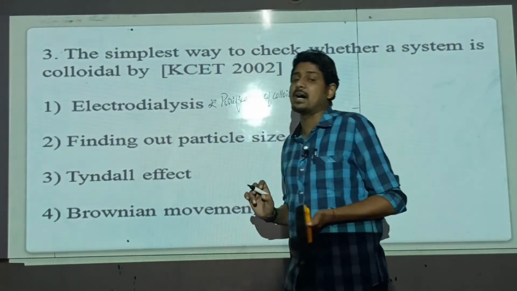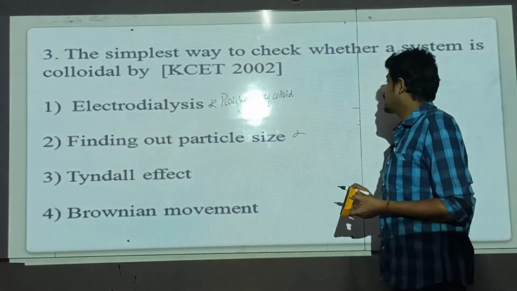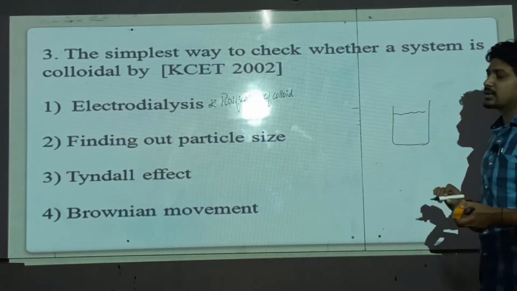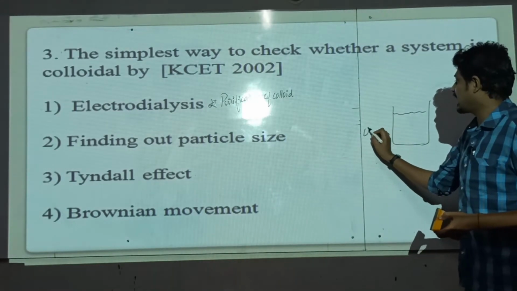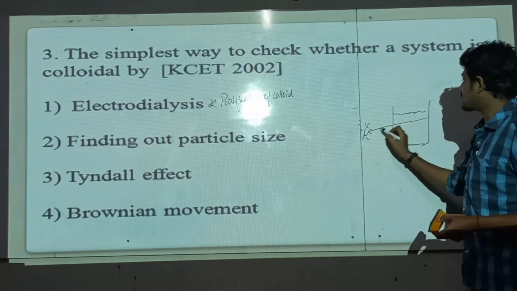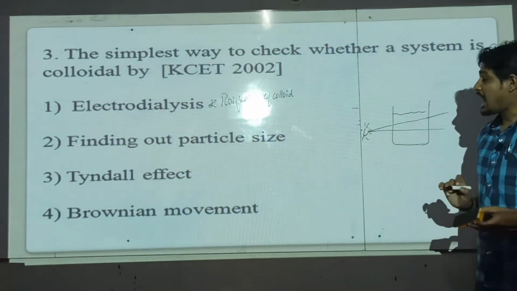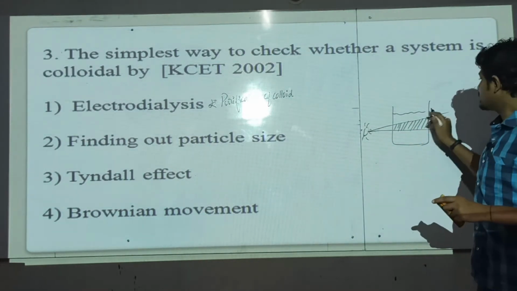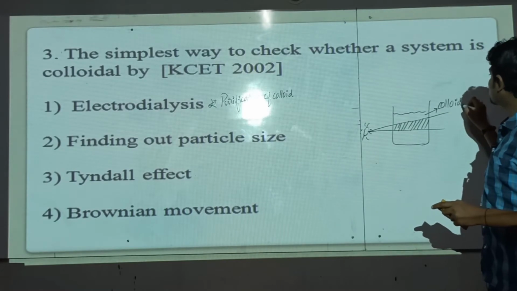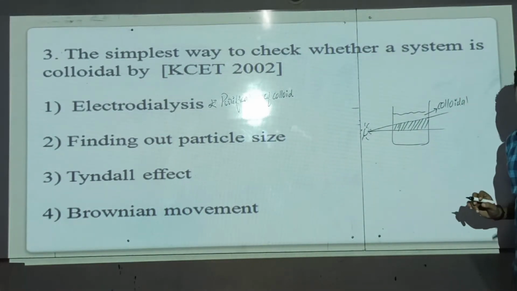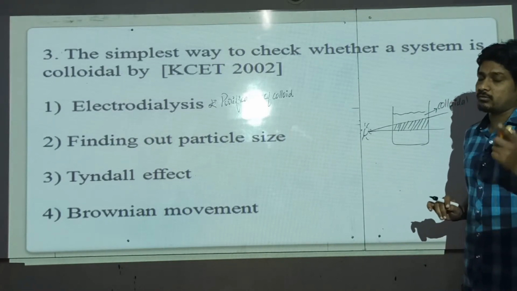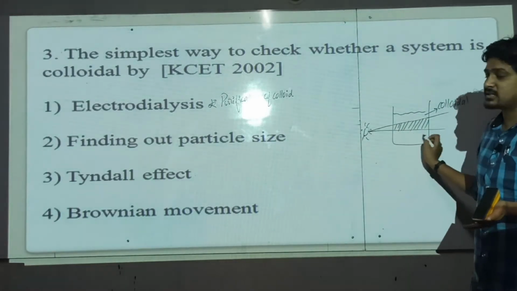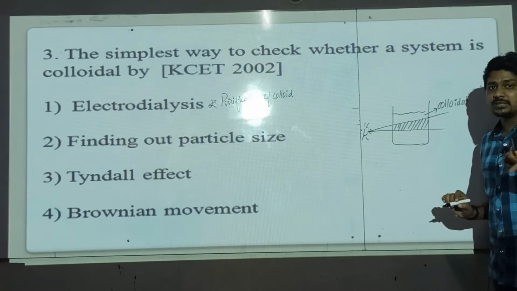Then the third one is saying Tyndall effect. What do you mean by Tyndall effect? Tyndall effect means I take a colloidal solution, or the given solution, and pass light through it. Suppose this is my light source. If the path of the light becomes visible, then we say the given solution is colloidal. Why? Because colloidal particles scatter the light, and when the light gets scattered, the path of the light becomes visible. This path of the light is called the Tyndall cone.